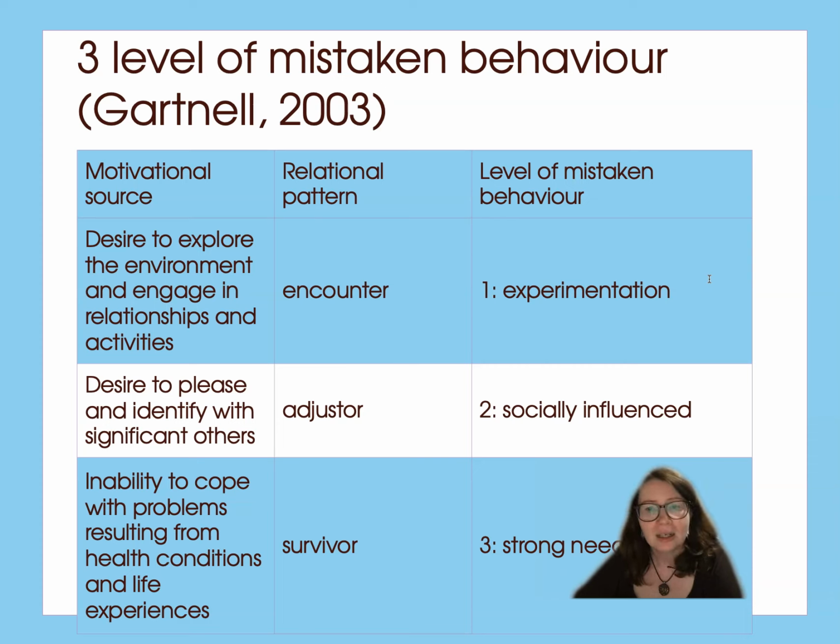But you can see there are three motivational sources of why children behave this way. Number one is the desire to explore the environment and engage in relationships and activities. Number two, the desire to please adults or peers and identify with the group of significant others, quite often friends or cousins or older siblings. Also, it could be inability to cope with problems resulting from health conditions and all the underlying issues that I discussed. So it could be social factors, family factors, temperament, health, mental health issues.